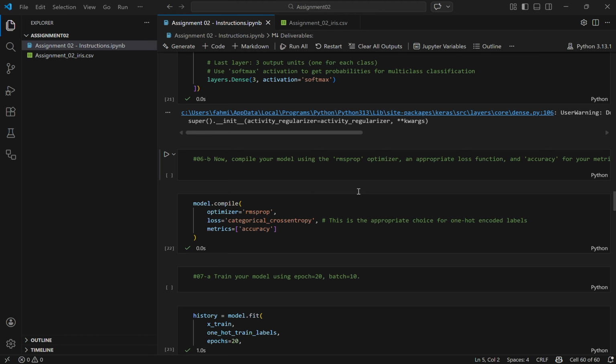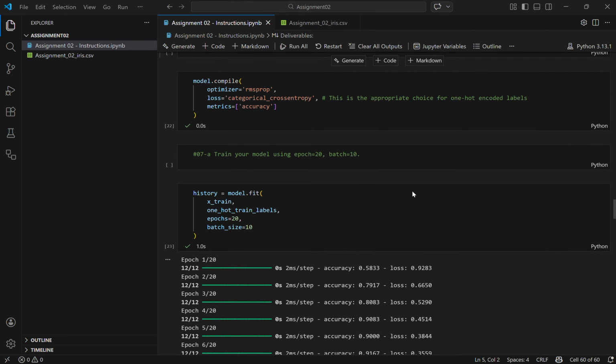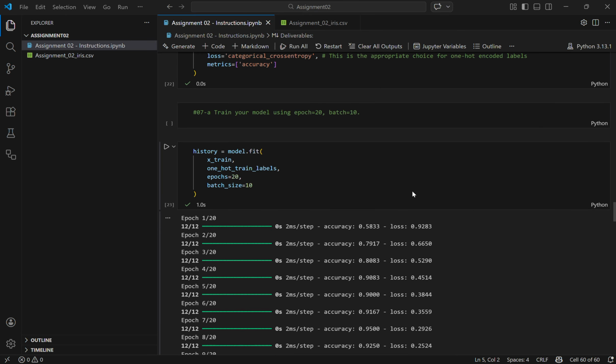In question 6b, I compiled the model using the RMSprop optimizer and categorical cross-entropy as my loss function because we are working with one hot encoded categorical values. In question 7a, I trained this model for 20 epochs with a batch size of 10 and then evaluated it on the test set to report the final accuracy.